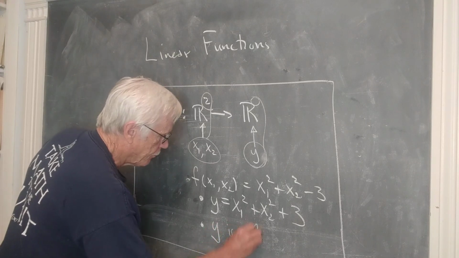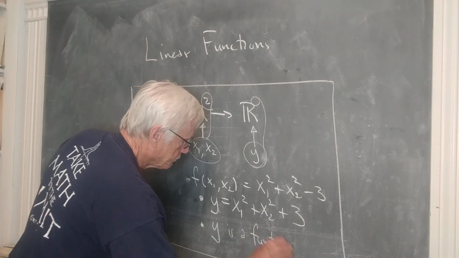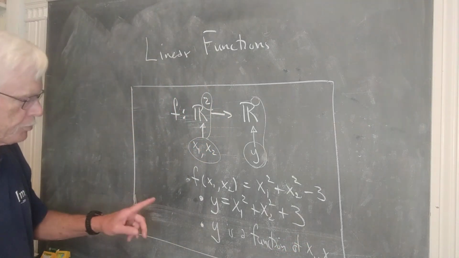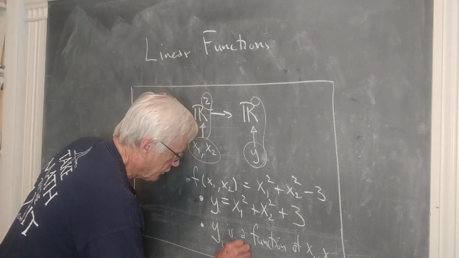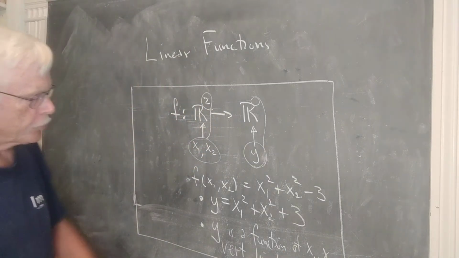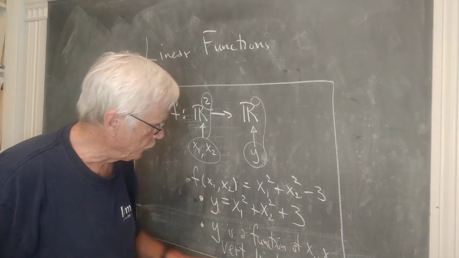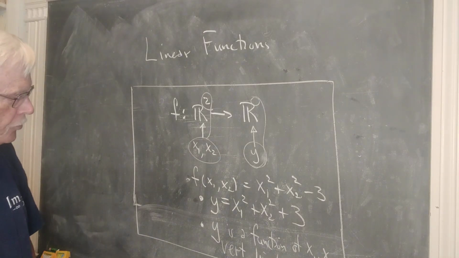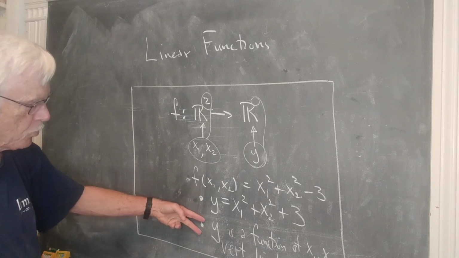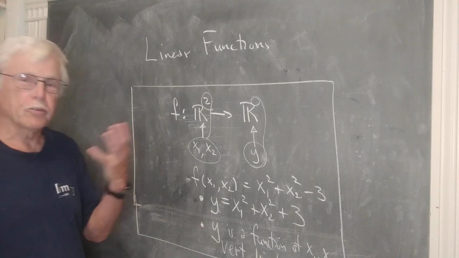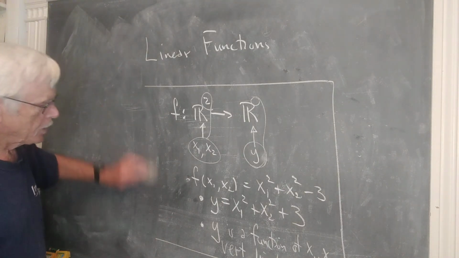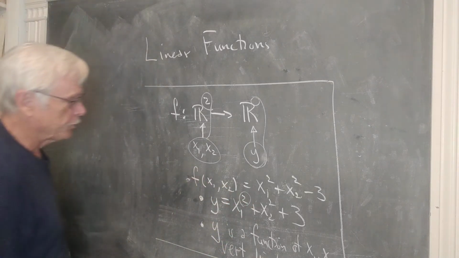y is a function of x1 and x2. This means that it satisfies the vertical line test, or for each ordered pair (x1, x2), there's only one y. So this notation here means you've got an equation, and that equation is a function. And mathematicians use these functions a lot, and we use them in linear algebra a lot. This function's not linear because of these 2's.